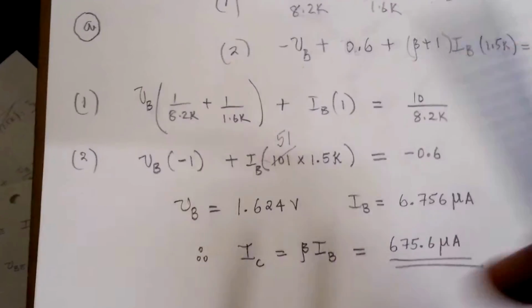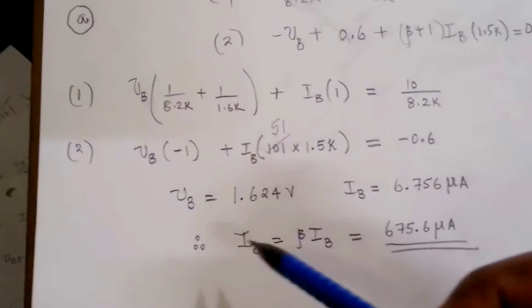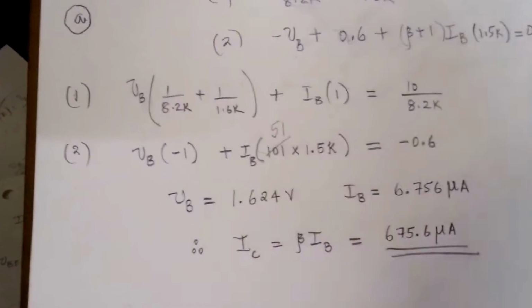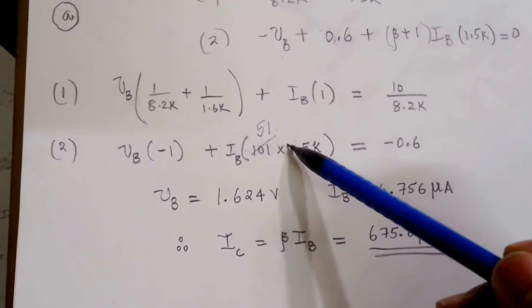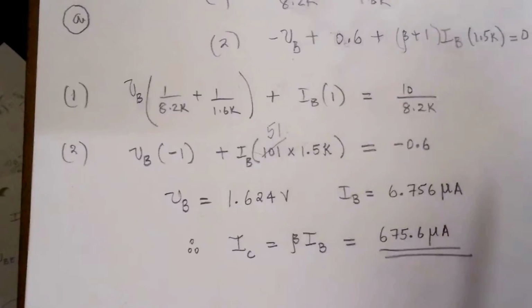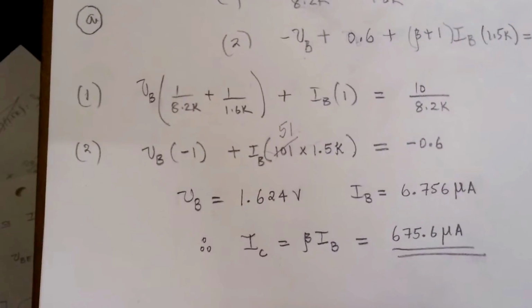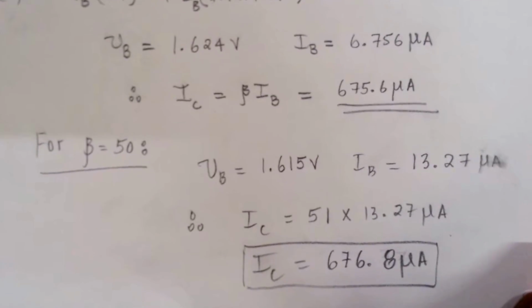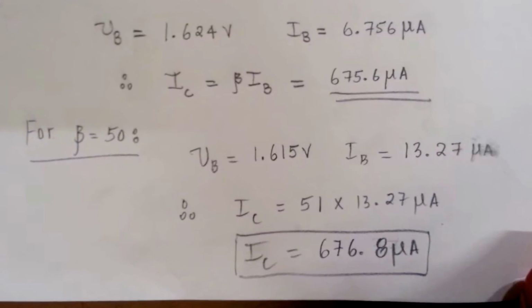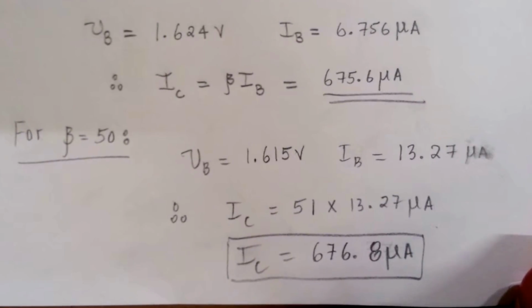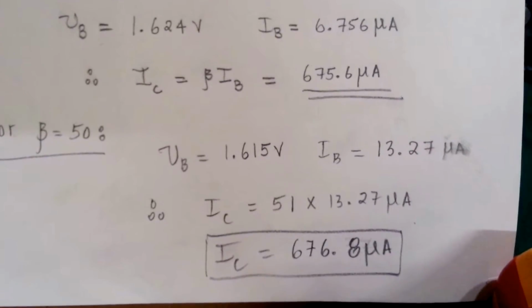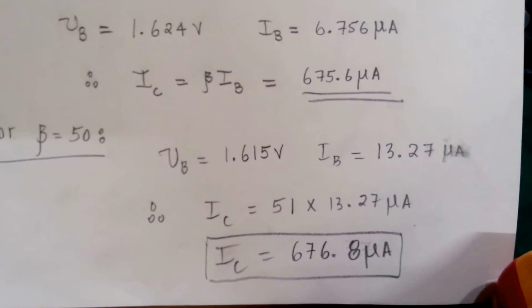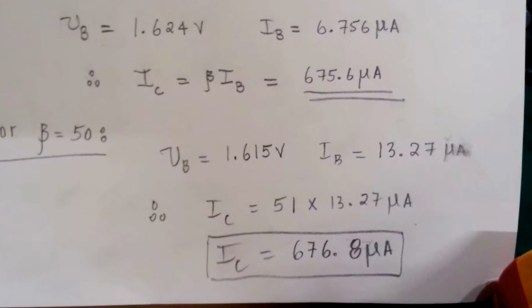You can use a calculator or do it by hand and come up with a solution with a beta of 50, which is beta plus 1 for the IE in relation to IB. So let's go ahead and do that. Therefore, we get VB equals 1.615 volts, and IB changes from 6.75 microamp to 13.27 microamp.